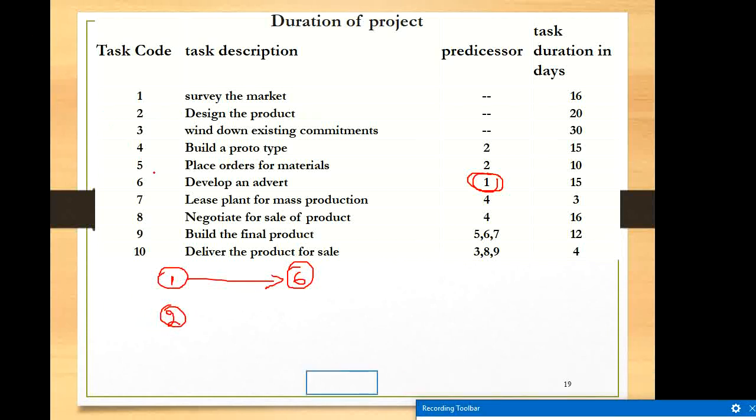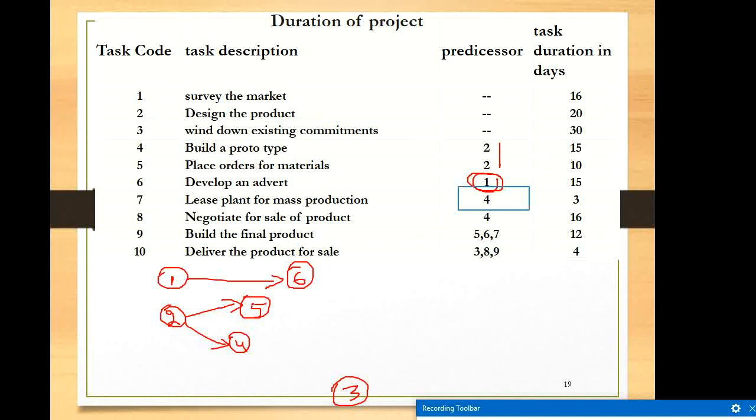Then 3 is a separate activity. 3 is wind down existing commitments. Then 2 is precedent for 2 activities, right? What are those 2 activities? 4 and 5. Then 6 is preceded by 1.